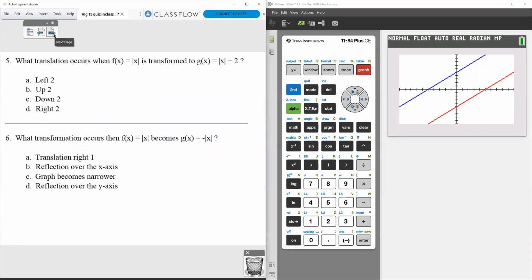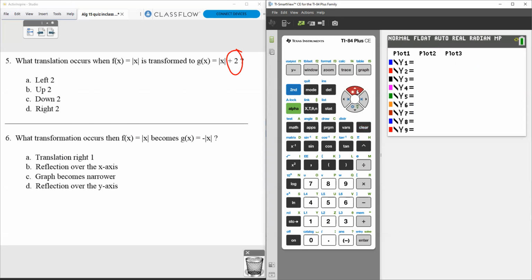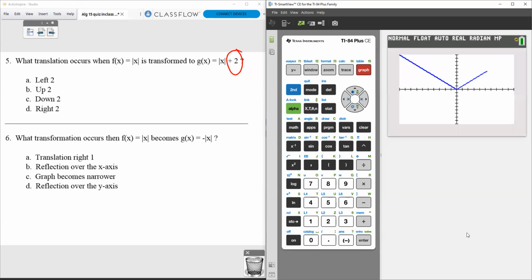In question number 5, which translation occurs when the f of x equals absolute value of x is transformed to absolute value of x plus 2? What does adding 2 to the entire function do to it? Which way does it move it to? Well, if you don't remember the rule, which I'll talk about in a second, you could always type it right into the calculator. Type in the absolute value of x, and then type in that second equation also, the absolute value of x, tab out of it, plus 2, and hit graph and see what happens.